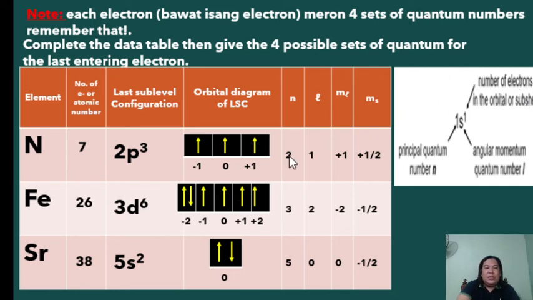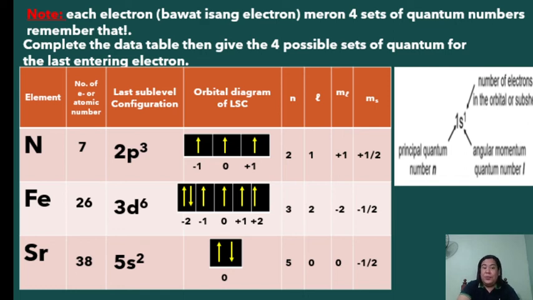Okay, so let us assign the N value for these 3 elements. So ito yung map natin. N is the principal quantum number. So, dito siya, kung titignan nyo siya, nasa 2. Kaya ang N niya, 2. Dito, 3. Dito, sa strontium is 5. Okay? Gets? Okay. Next. Pagdating naman sa L value, yan yung s, p, d, f.